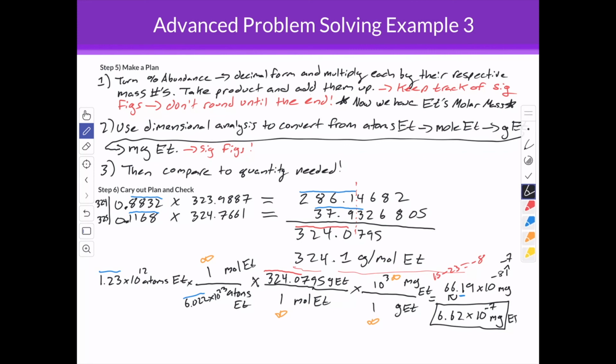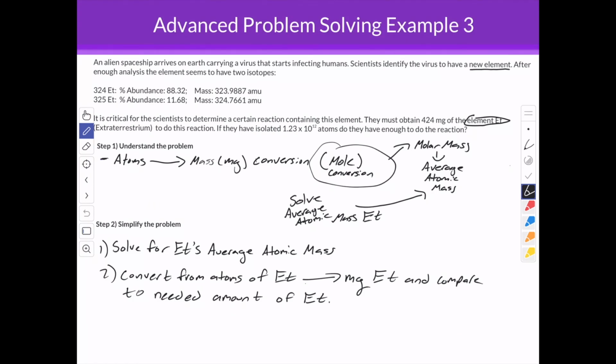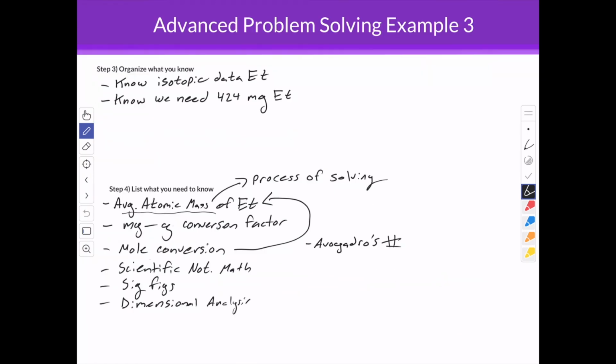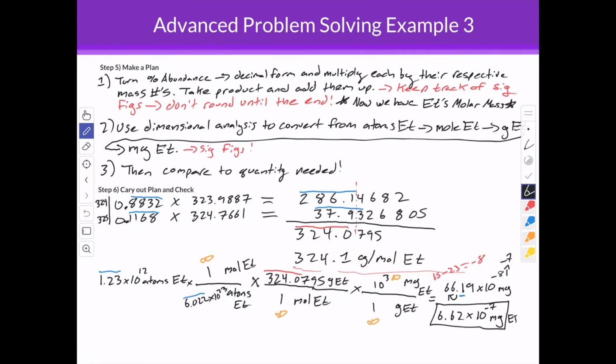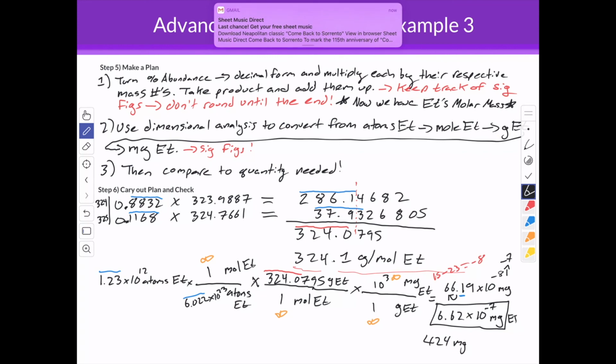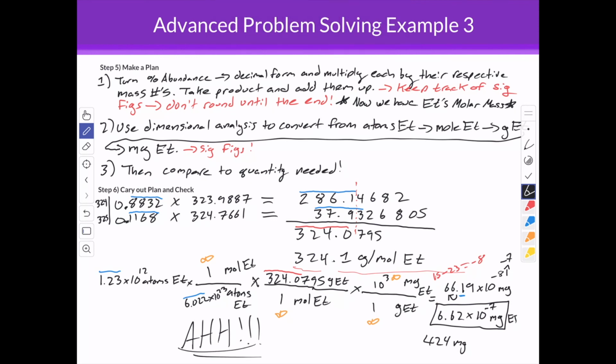Compare. Not done yet. What did we need? We needed 424. We're screwed. We're all dead. Scientists need to get to work and isolate some more of that extraterrestrium, I think, before we all die. All right, guys.